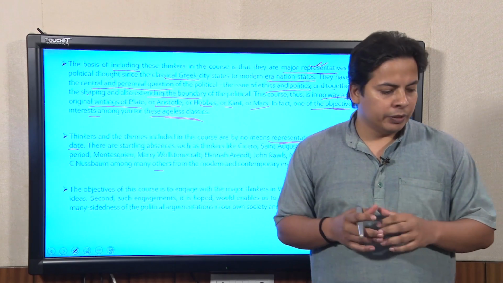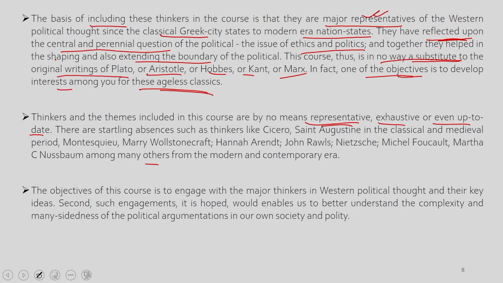So, let me repeat this point. The objective of this course is to engage with the major thinkers in Western political thought and their key ideas. That is the major objective of this course. And secondly, it is hoped that such engagement with the major thinkers and their texts will enable us to better understand the complexity and many-sidedness of the political debates and argumentation in our own time.